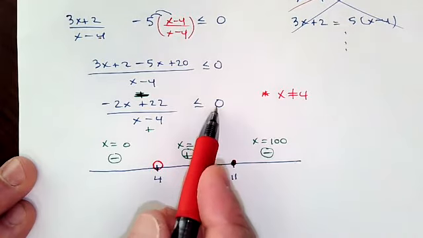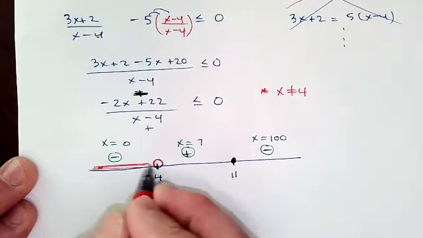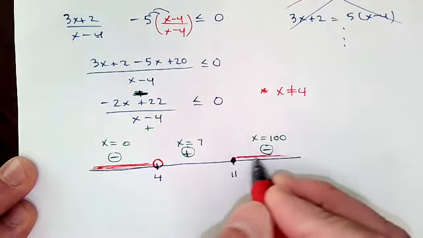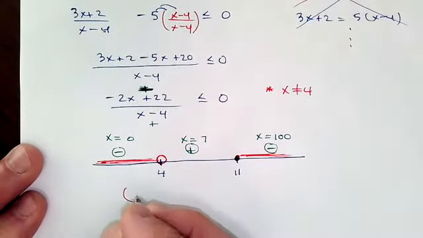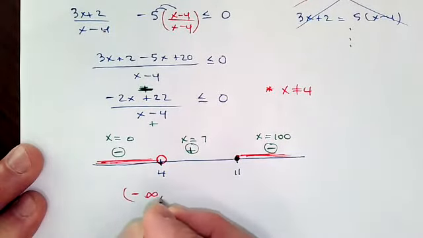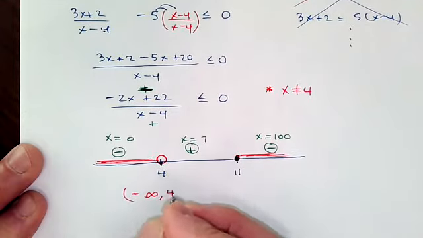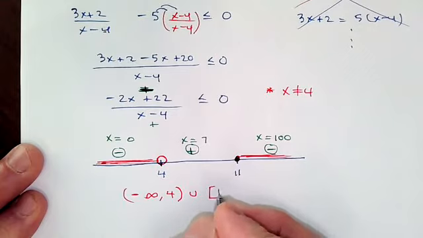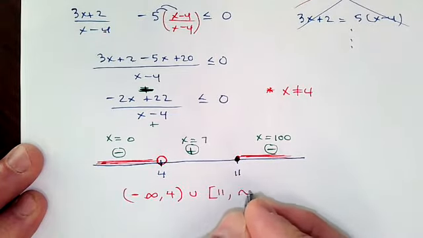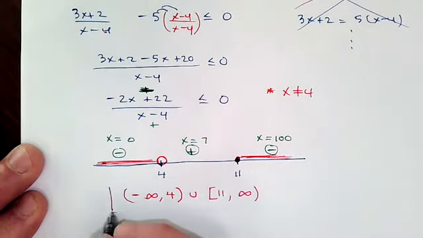This time we want the negatives. So it's going to be those numbers and those numbers. Negative infinity to 4, not including, and then from 11 to infinity, including the 11.